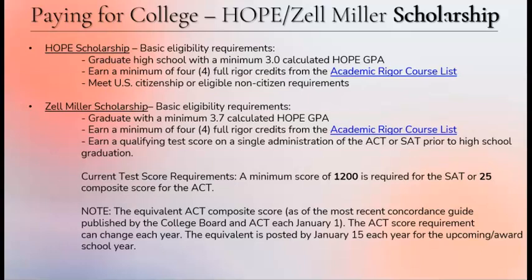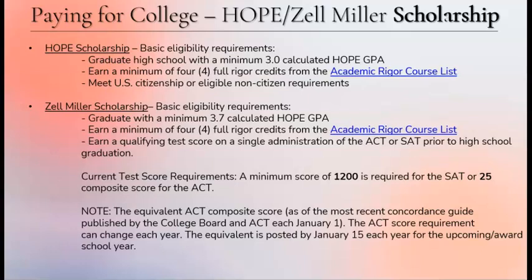Moving along to the Zell Miller Scholarship. Graduate with a minimum 3.7 calculated Hope GPA. And again, students, know that your Hope GPA is not the same GPA that is listed on your official Cobb County School District Sprayberry High School transcript. It is a different number, so you are encouraged to go to your Georgia Futures account and view your Hope GPA there.